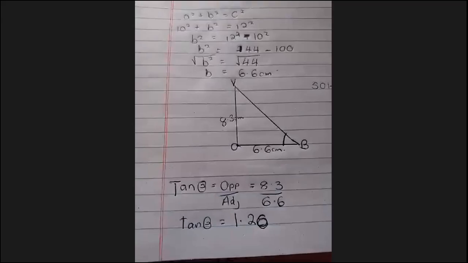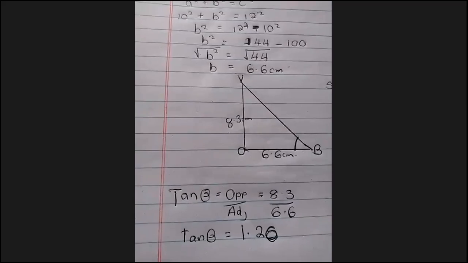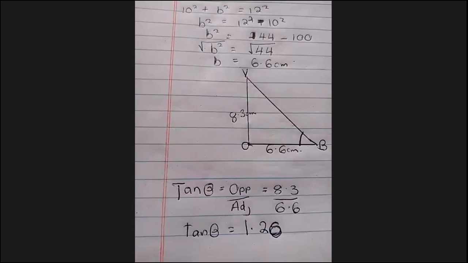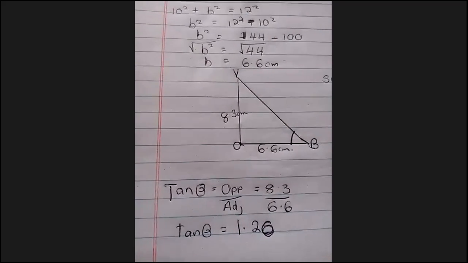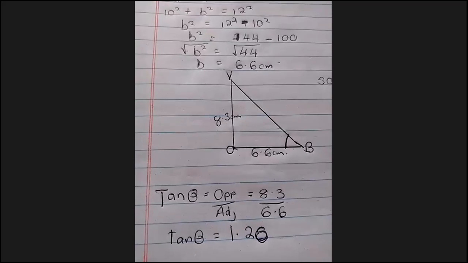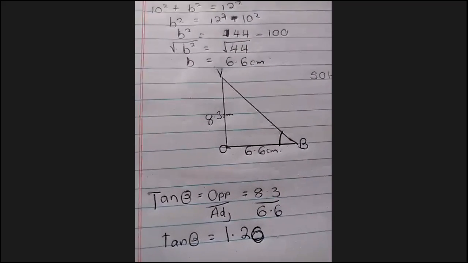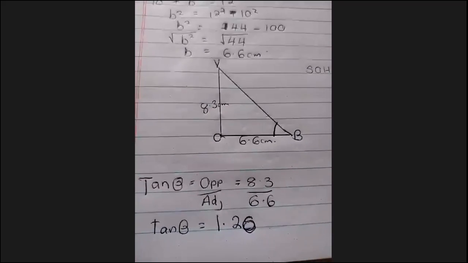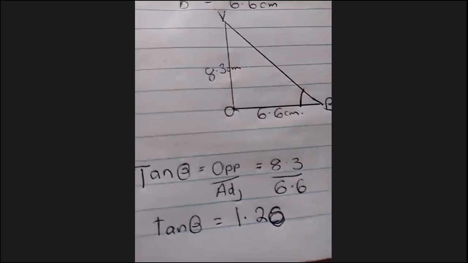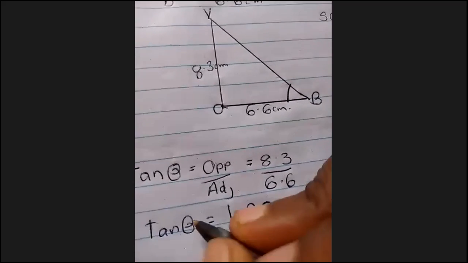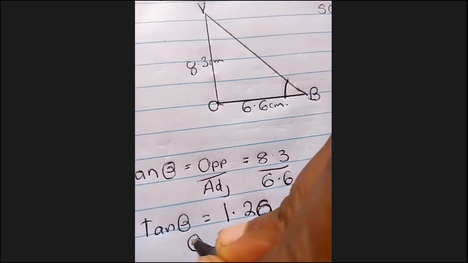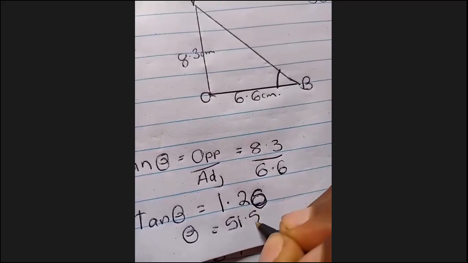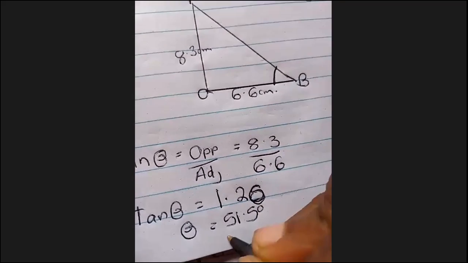Find the angle theta with tan theta equal to 1.26. You're supposed to find the tan inverse. Yes, I think so. If it's coming from tan inverse, then the answer is 51.5 degrees.